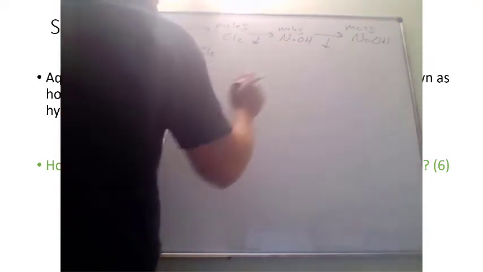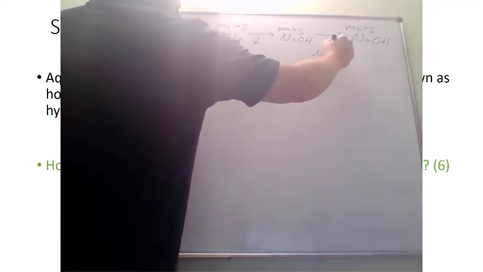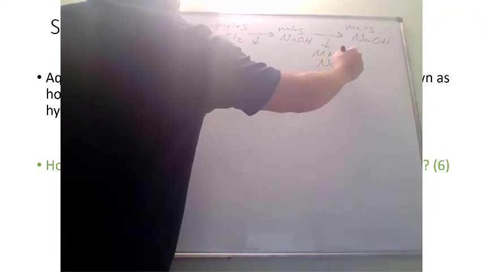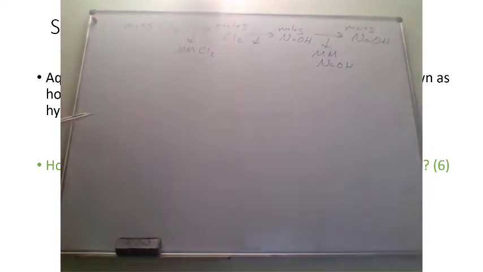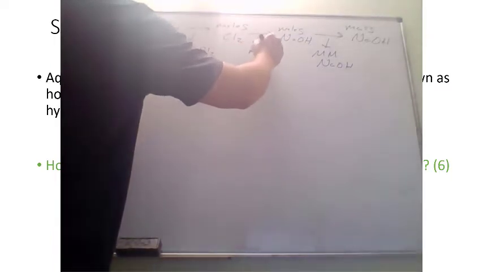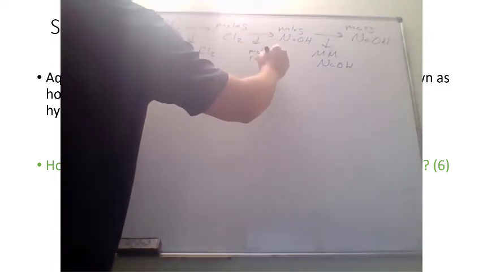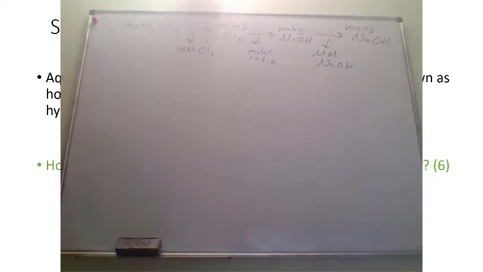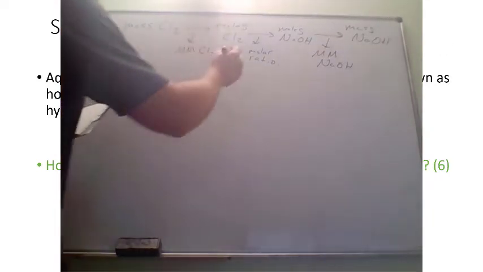Between moles and mass of NaOH, we're going to be talking about the molar mass of NaOH. So the same problems we just worked through. And then between moles and moles, this is going to be the molar ratio. Okay, and we find this molar ratio from the chemical equation.